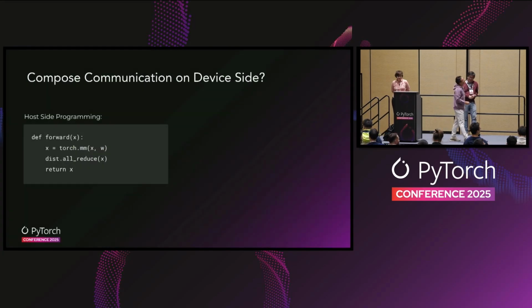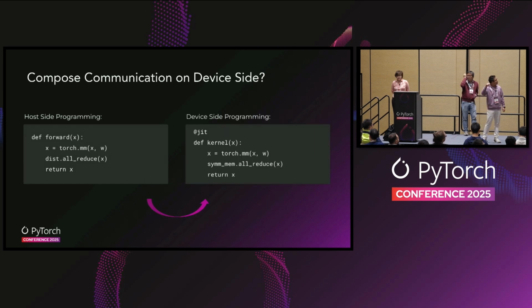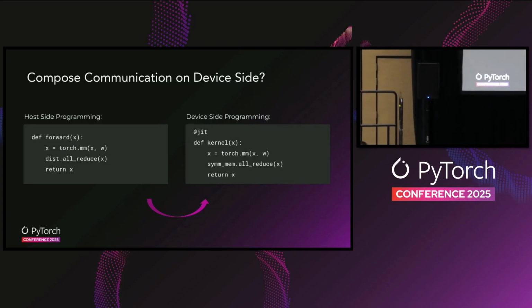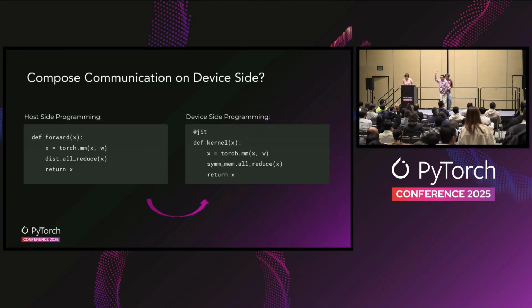Second poll, this is how we write our distributed program today. Everything on the host side, we call some torch ops, and then we call dist.reduce to do the communication. Do you believe one day we can move all this code into a device kernel and let it run inside a single device kernel and let it do communication? Again, can you raise your hand if you believe that's possible? OK, we have more people now. Can you raise your hand if you think that's not possible?